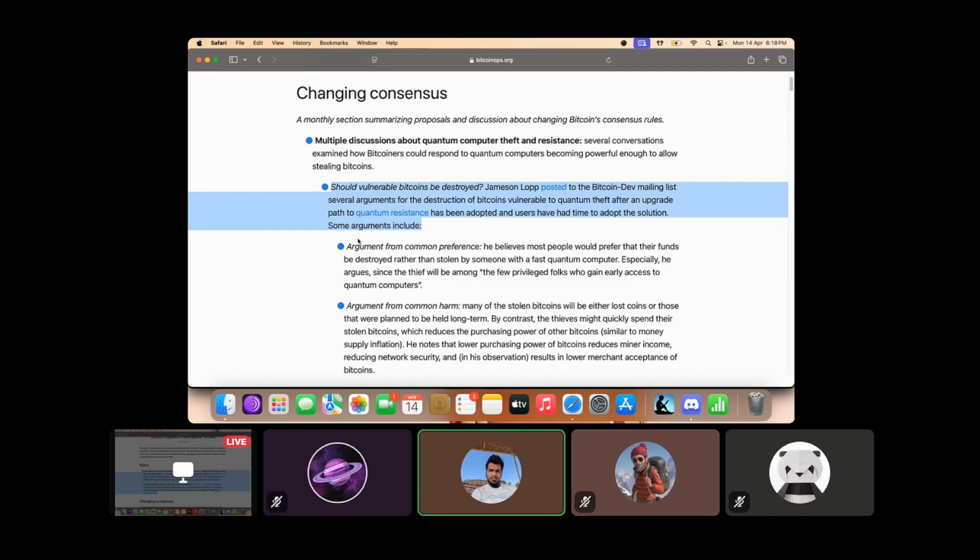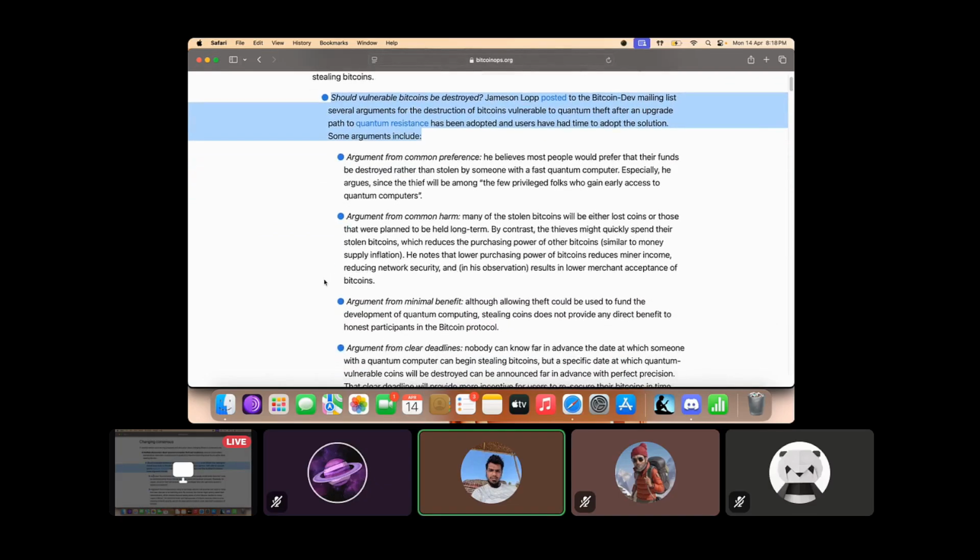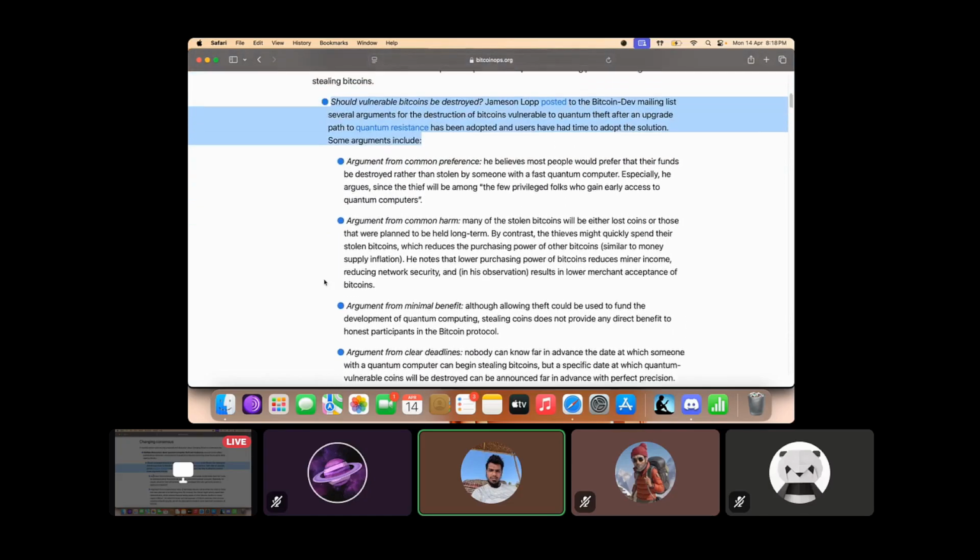So after the quantum resistance path has been adopted, despite that, what is to be done with the coins that are still associated with quantum vulnerable addresses? What do you do with them, right? So Jameson Lopp posted to the Bitcoin Dev mailing list, giving his suggestions on what should be the fate of quantum vulnerable coins. Okay, so his arguments have been bifurcated from different avenues and dimensions.